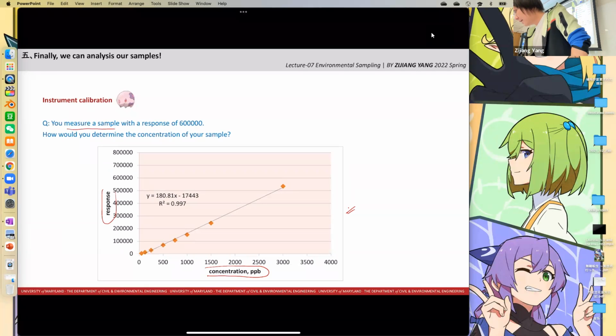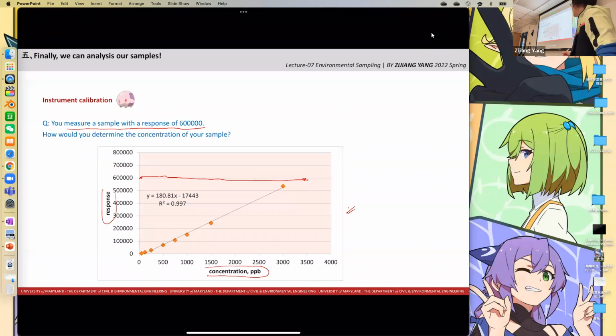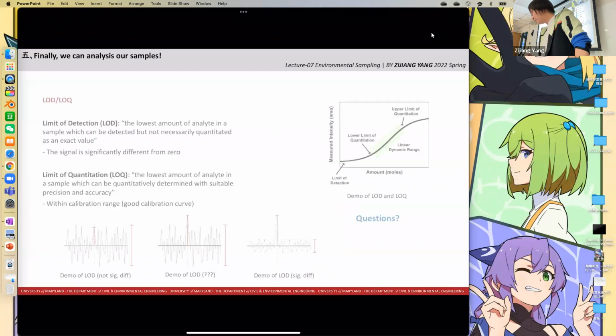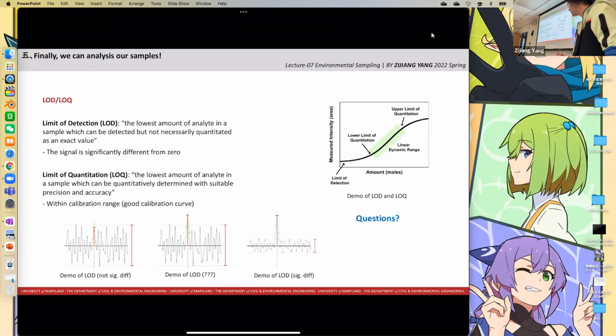You measure a sample with a response of 6, which is this. We have a similar question in the quiz. We can see this response is larger than the range of the calibration curve. So how do you determine the concentration of your sample? Before answering this question, I want to talk about this slide first.